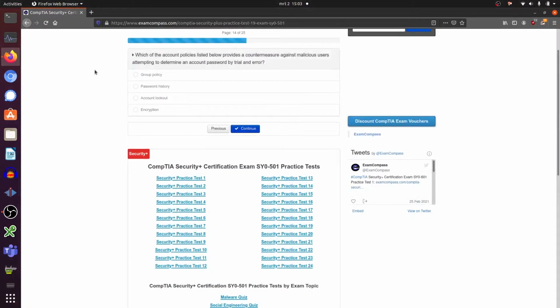Which of the account policies listed below provides a countermeasure against malicious users attempting to determine an account password by trial and error? Trial and error. Just try to log in with admin and a password, admin and another password, admin and another password, in a very fast time. There's only one thing to do about that.